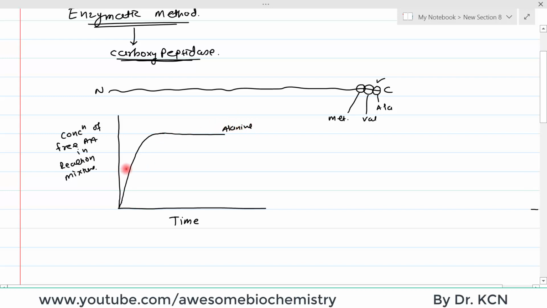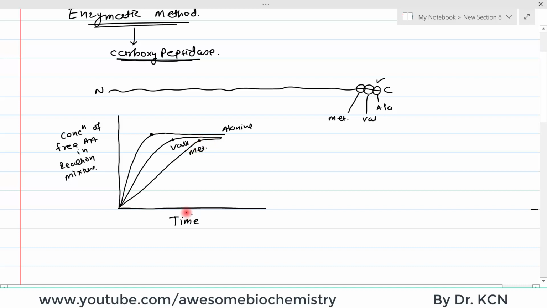Now, why is alanine the first to reach its peak concentration? Because it is the first amino acid, it is removed first. Then secondly, this valine will get removed. So, slowly the valine concentration will also increase and reach its peak. Here is the peak of alanine, here is the peak of valine, so first alanine and then valine reach their peaks. Then the third peak will be of methionine.